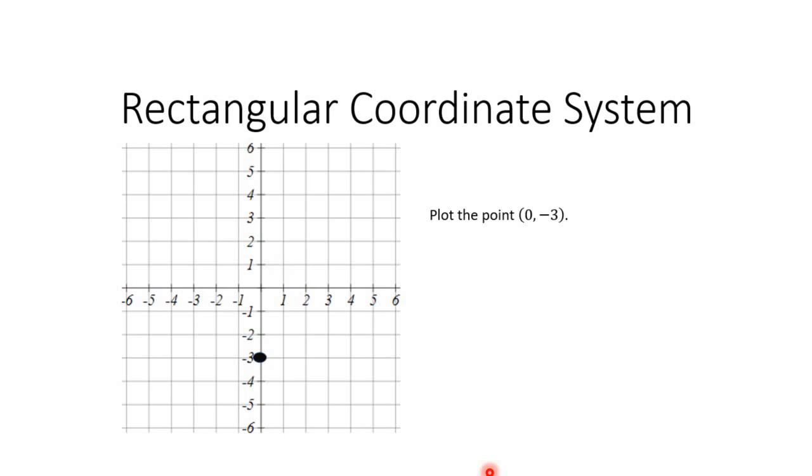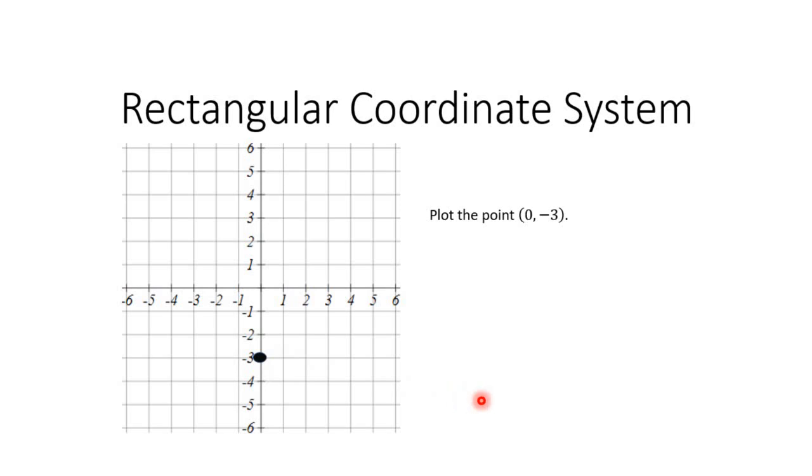That ordered pair (0, -3) is not in any quadrant. That ordered pair is on the y-axis. That means that that ordered pair would be the y-intercept of this graph. A y-intercept is any point that is on the y-axis.